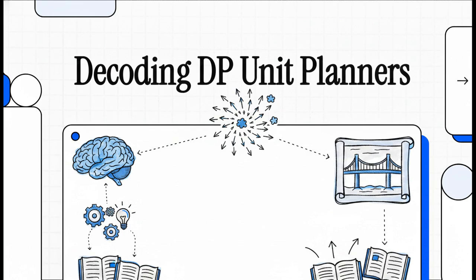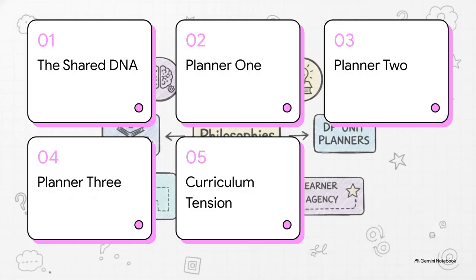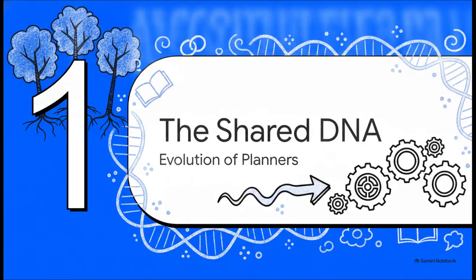So let's unpack the hidden architecture of these documents together and really dig into the educational traditions and philosophies that are driving them. All right, here's our roadmap for today. We're going to start by looking at their shared DNA, then we'll compare Planner 1, Planner 2, and Planner 3, and finally, we'll unpack this major philosophical curriculum tension they all face. Let's dive in. Section 1.